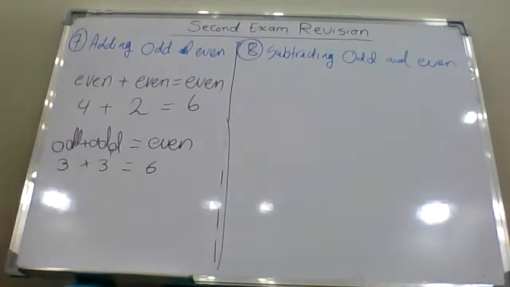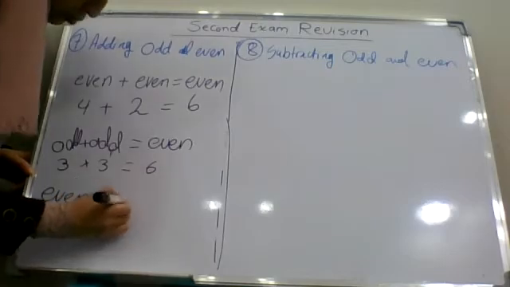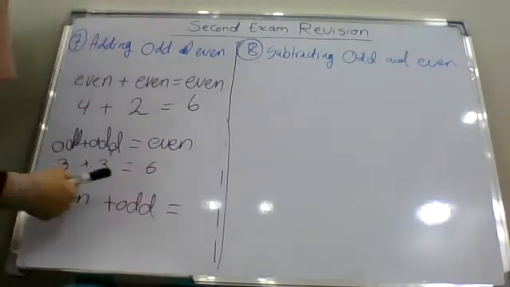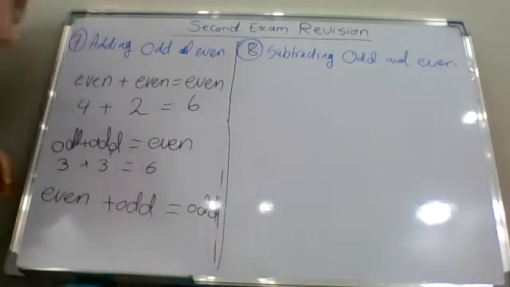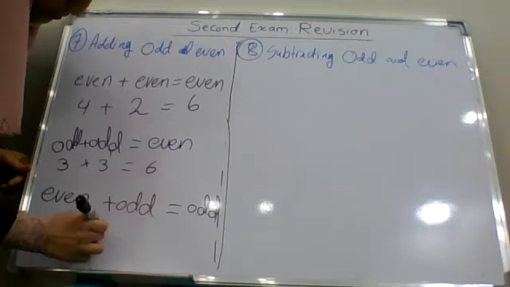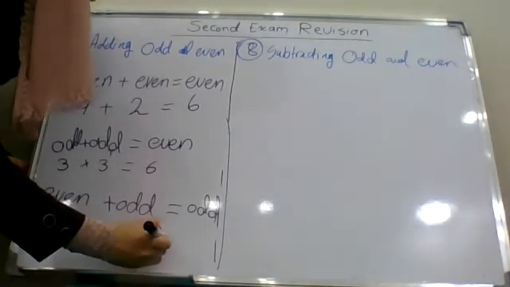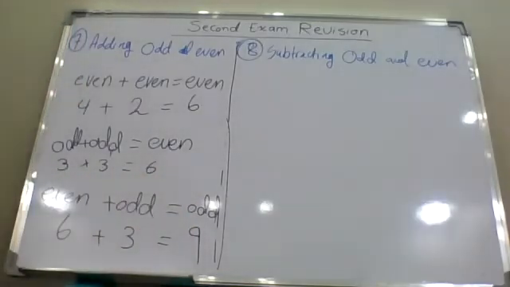Now next, and the last one, which is adding an even number to an odd number, or an odd number to an even number. We know that we can switch in addition, so it's the same. The answer is going to be odd. Remember, if you add 6, which is an even number, to 3, which is an odd number, we have 9, which is an odd number, okay?